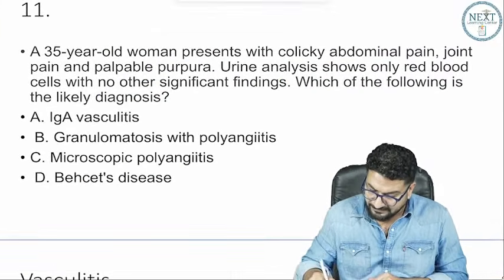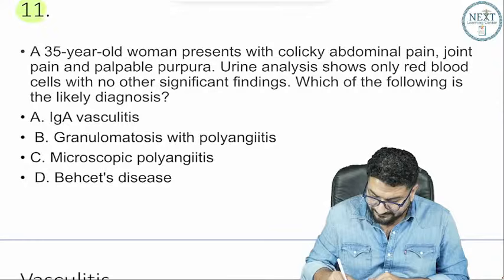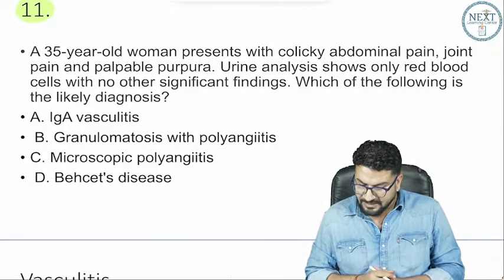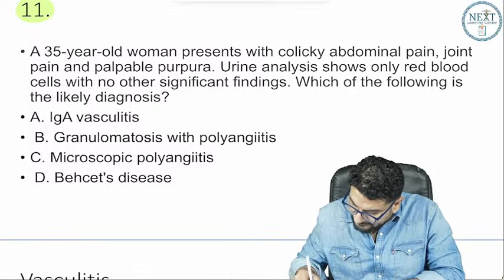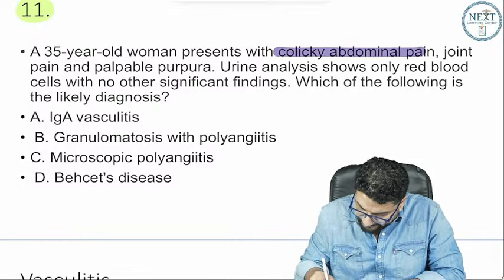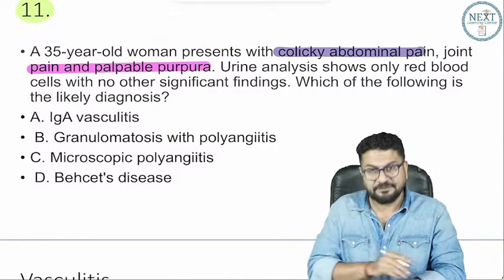This question has been coming for 10 attempts in a row. What could be a new thing in here? A 35-year-old woman presents with colicky abdominal pain, joint pain, and palpable purpura.